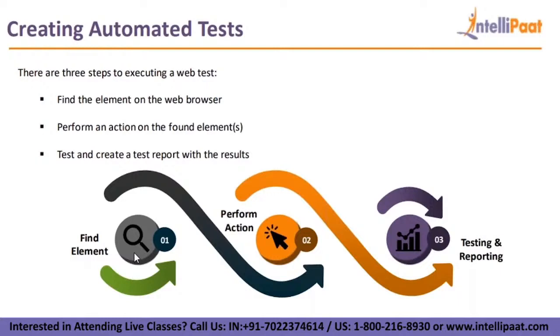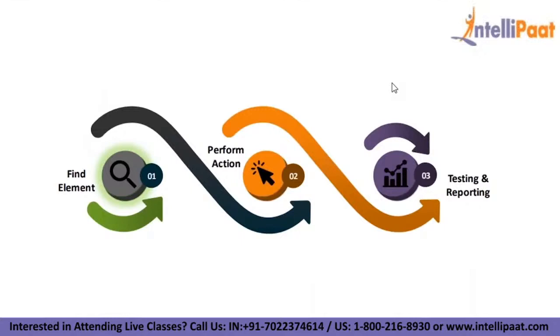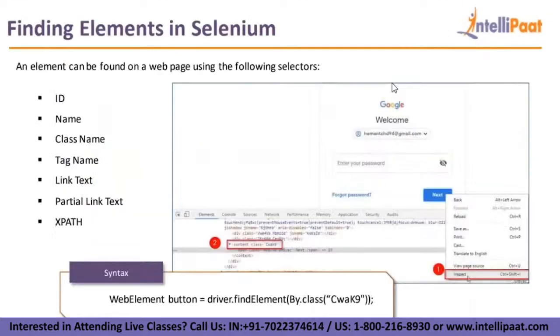Okay. Next step would be, guys, to understand how we can find elements on our web page. The elements can be found using the following properties. You can find an element by its ID on a web page, by its name, the class name, the tag name, the link text, the partial link text, and then the XPath. Okay. Now, what do I mean by all these?